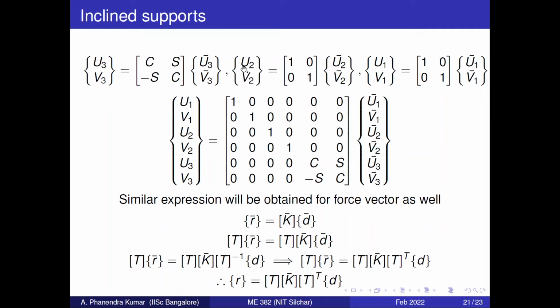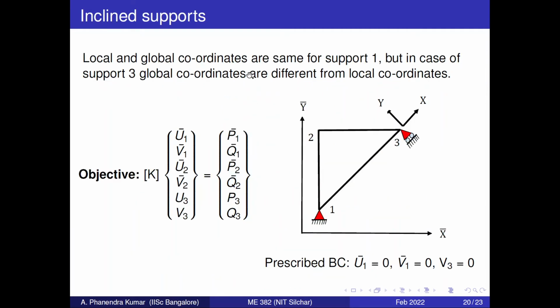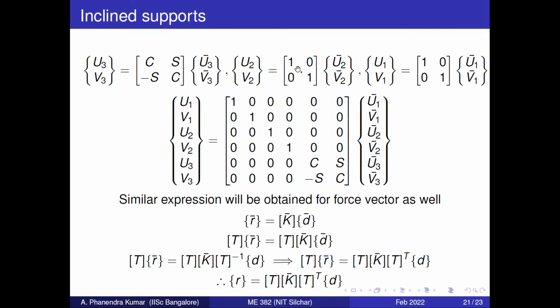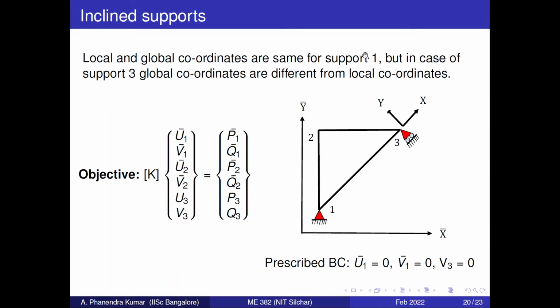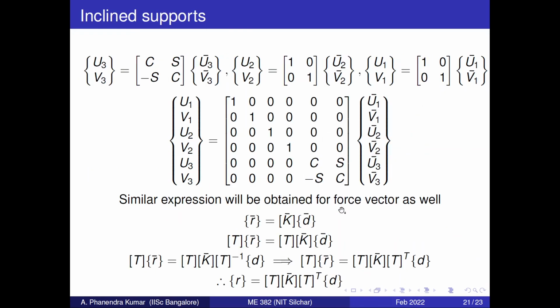Similarly, if we consider node 2, it is the same, right? We have discussed already, the local and global are the same. So we are using an identity matrix here. u2 is equal to u2 bar, v2 is equal to v2 bar. Similarly, for the first node also, the local and global coordinates are the same. So we are representing this vector in terms of this vector using an identity matrix.